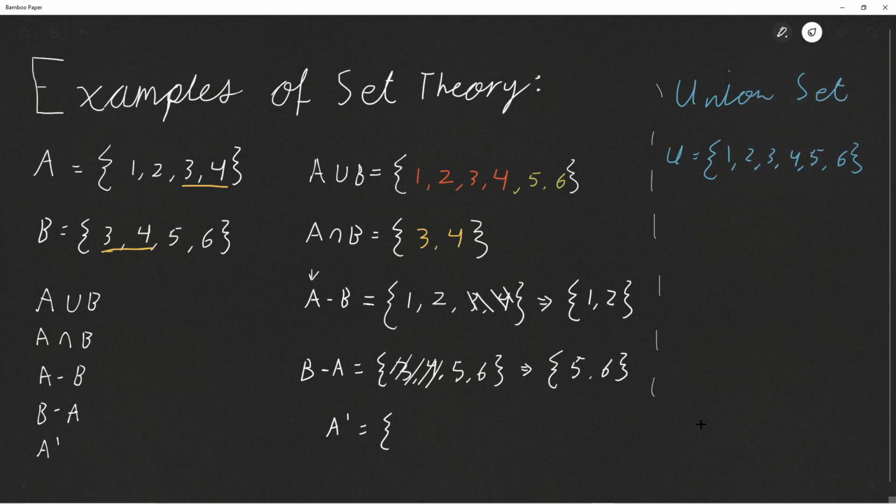So in order to find the complement, what we need to do is look at our union set, take out all the numbers that are also in A, and then we'll get our A complement. So notice that A has 1 to 4. So when we cross it out, it will give us our remaining, or our A complement, which is 5 and 6.